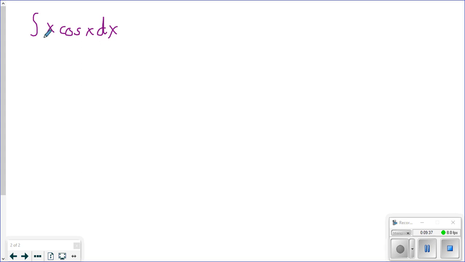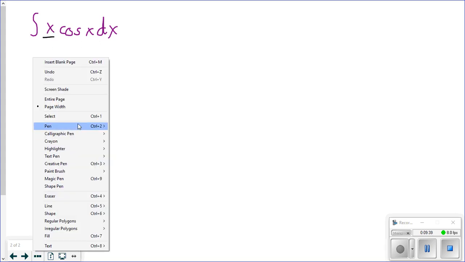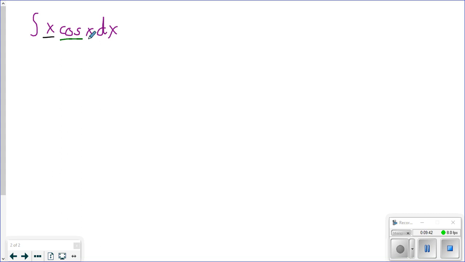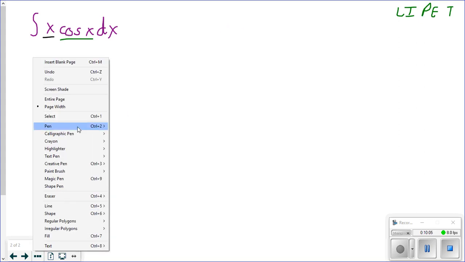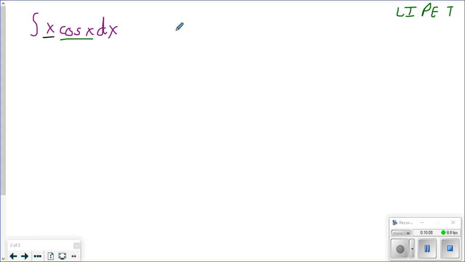So what we have here is a polynomial and a trig function. So we can let u equal x or u equal cosine of x. Well, according to LIPET, and I'll just write that up here so we've got that, x is a polynomial, cosine of x is a trig function. So we're going to try letting u be the polynomial, so x in this case. All right. So we have u equals x.